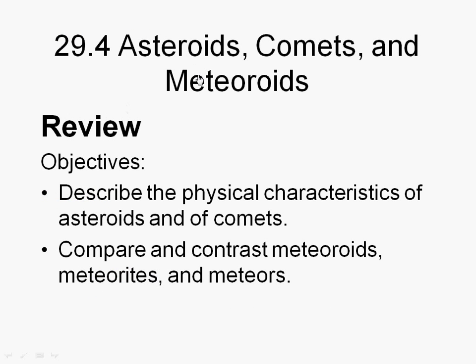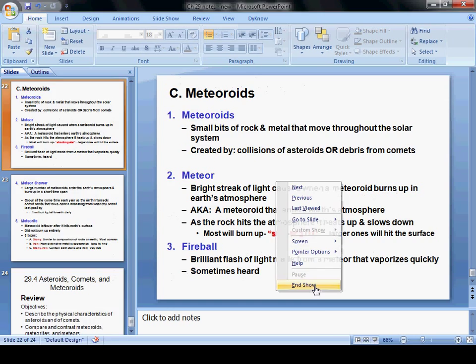So, to review asteroids, comets, and meteoroids, our objective was to describe the physical characteristics of asteroids and comets, which we did, and then compare and contrast meteoroids, meteorites, meteors in the outer space, in the atmosphere, and on the ground. You guys did a great job.